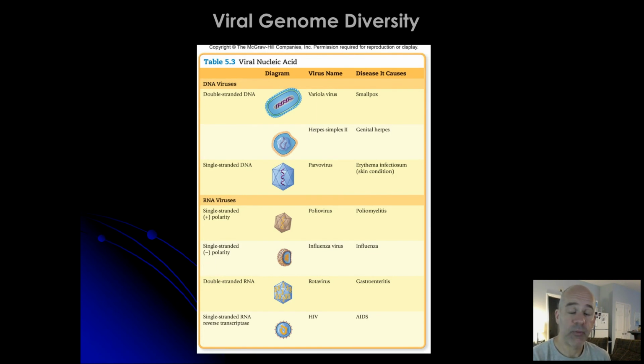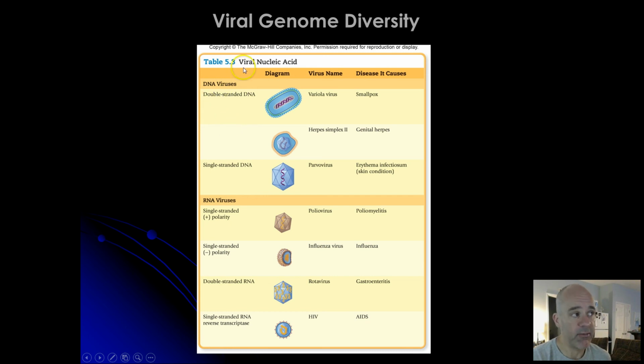All right, the genomes. I mentioned that the genomes of viruses can be either DNA or RNA. So different types of viruses have differences in that regard. And this is a table from your textbook, just pointing out some examples. You don't need to memorize these. We're just pointing out that there are some different types of viral genomes.